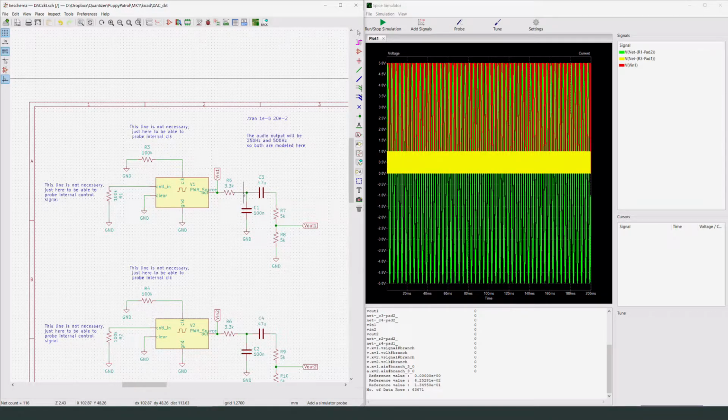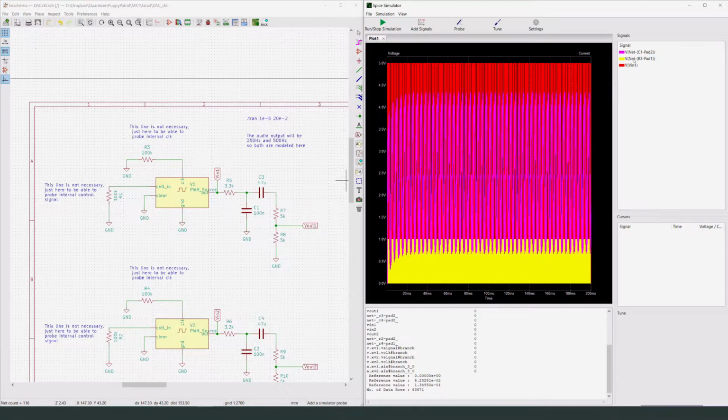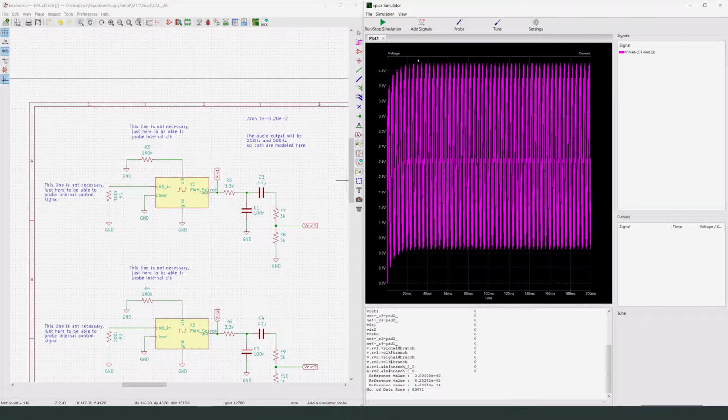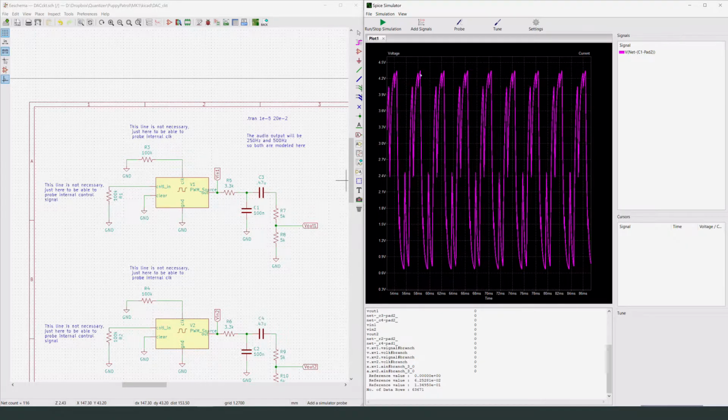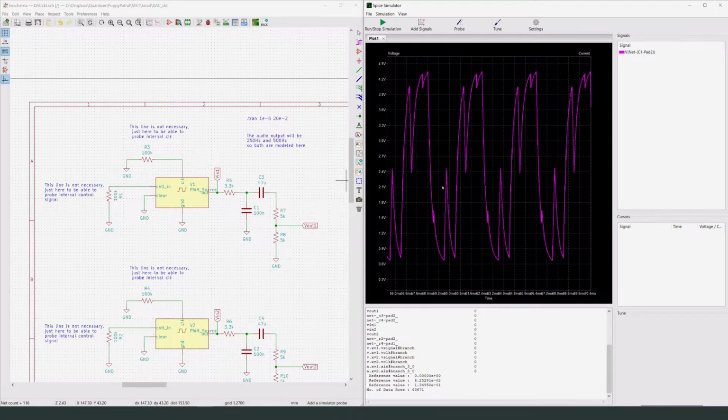Anyways, let's talk about the output of this. So the first one here, like we said, is going to try to take that pulse width modulated signal and create kind of a sine wave looking signal right here. Let's take these other signals out of here first. And that's what it's doing. And so let's see if we can get a better view. There we go.